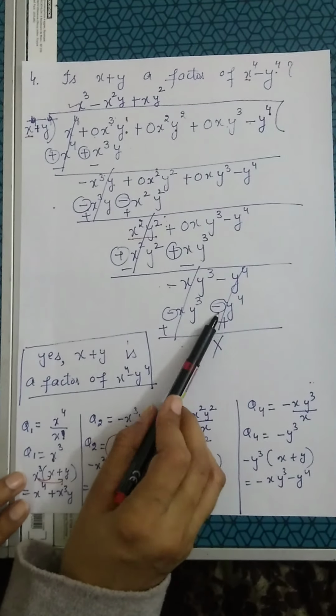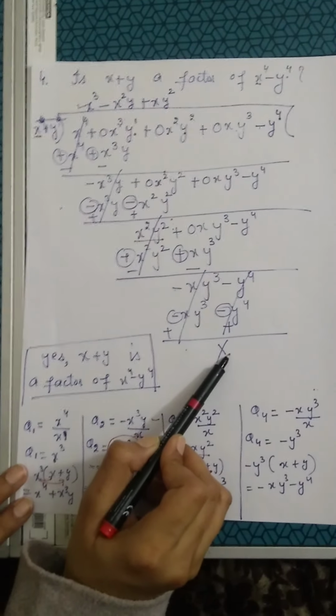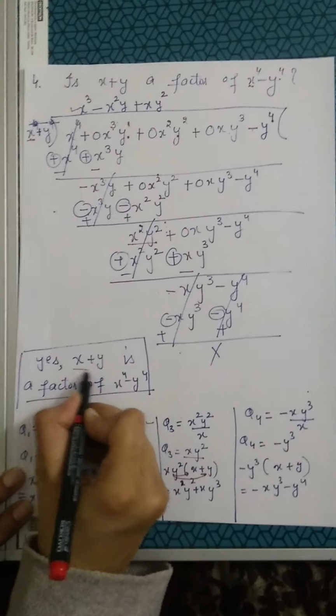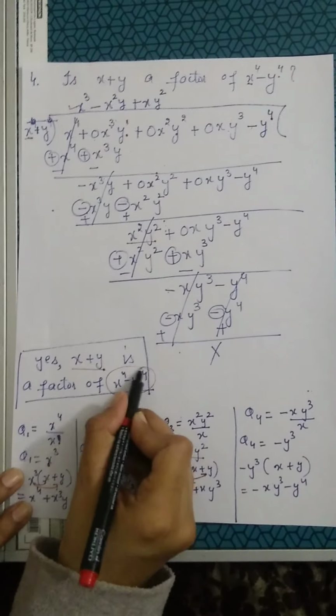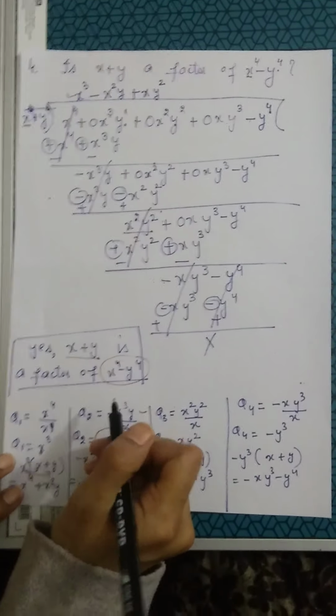As I said, once we get remainder 0, this proves that the given divisor will become a factor of the dividend.